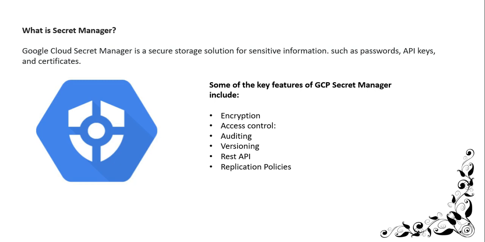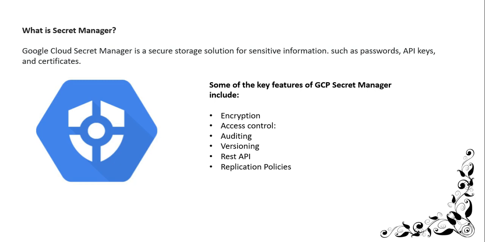First one is encryption. Secret Manager secrets are always encrypted by default, but you can also configure custom secret keys. Next one is access control. Controlling access to the secret based on the identity of the person or the service. Next one is auditing. You can track who has access and when they accessed the data. All this information is stored in the audit log.